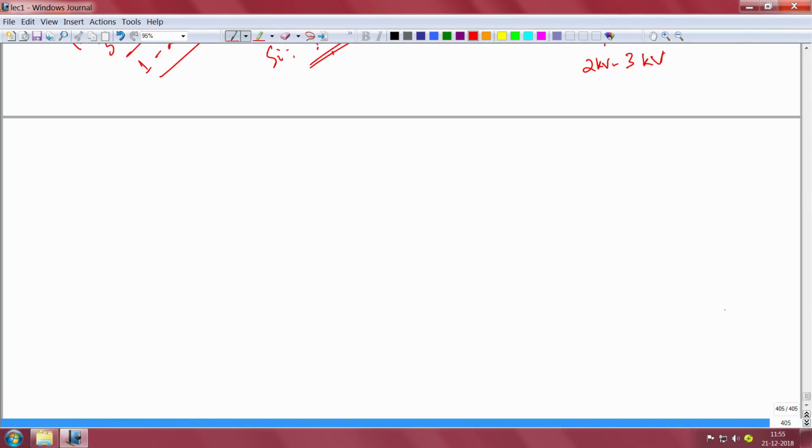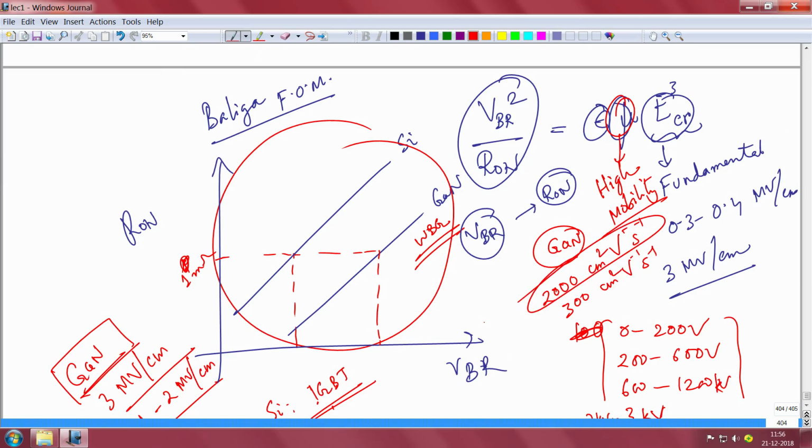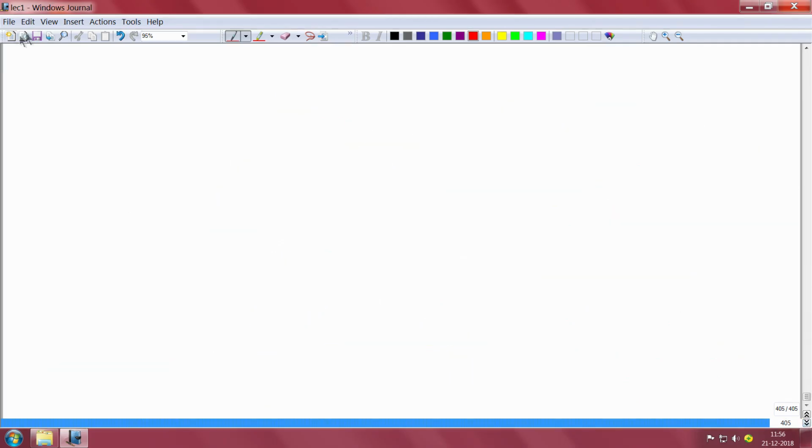Of course, if you look into the Baliga figure of merit, a material also needs to have a high mobility. The mobility term comes there. It needs to have a high mobility to actually get a better Baliga figure of merit. So if a transistor has a mobility of 2000 centimeters squared per volt second versus another transistor that has only 300 centimeters squared per volt second, then you ideally would like to go with the transistor that has higher mobility, because that will give you a higher Baliga figure of merit, provided it also has a good critical breakdown voltage. Okay, so that is about the power transistor that we have talked about. Enough of power transistors.